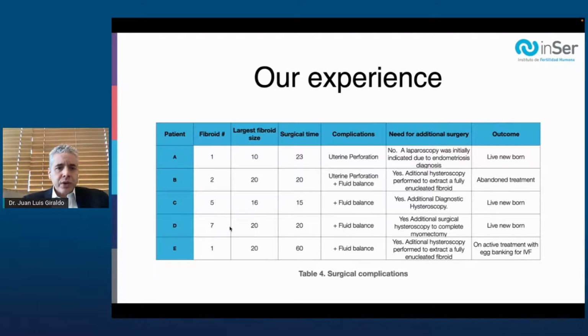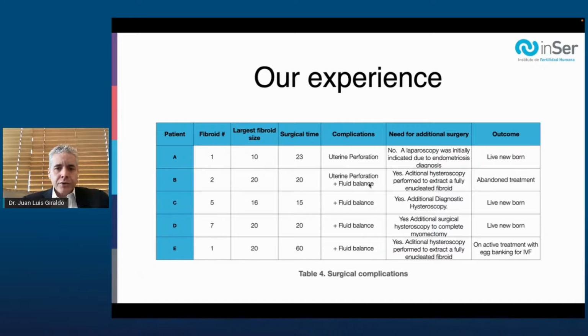These are the complications. We had 5 complications. We had 2 cases of uterine perforation when we were starting with this technique. 1 patient had a uterine perforation, but she was already programmed for a laparoscopy in the same procedure because she had endometriosis. So what we did was a suture, only 1 stitch in that perforation, and no consequences went further than that. That patient had a live newborn after that surgery.